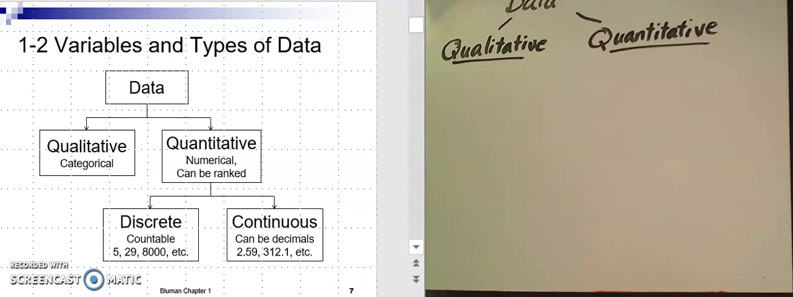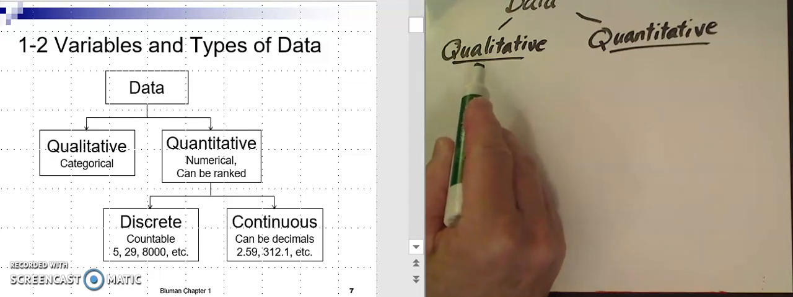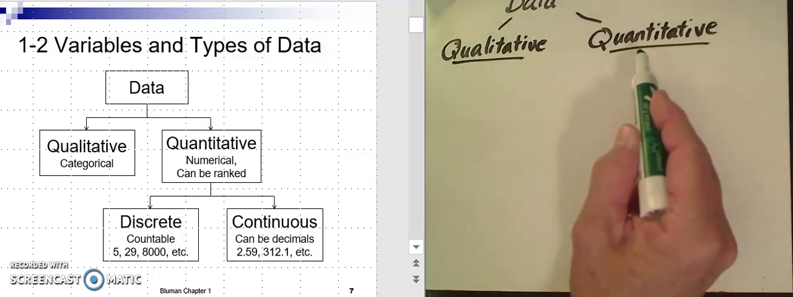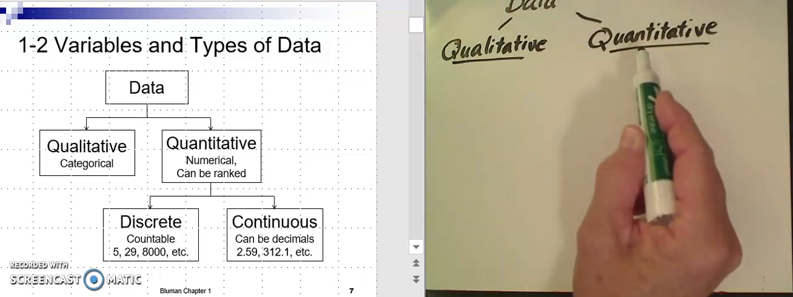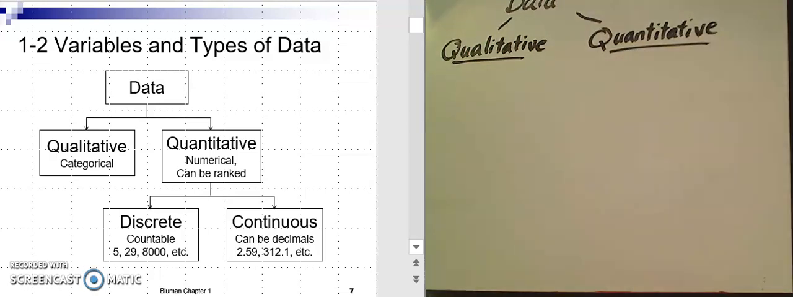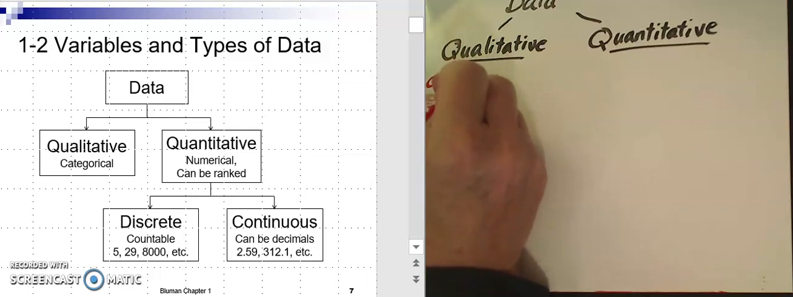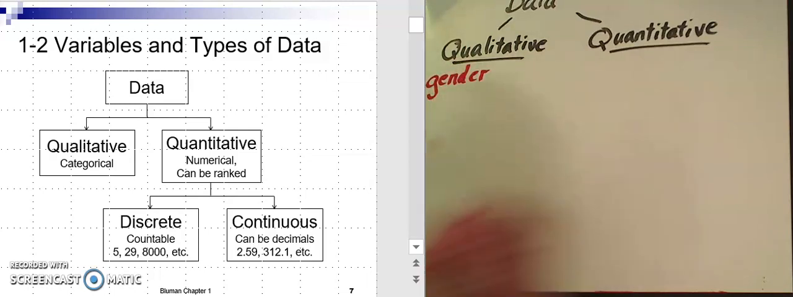Now, this information that we gather may be numerical or it might be categorical. So if it is categorical, we call that qualitative data. If it is numerical, numbers, then that's quantitative. So you want to keep those two straight as well. And things that would be considered qualitative data would be things like gender. You answer surveys all the time, and one of the first things they want to know, male or female. So that is a qualitative value.